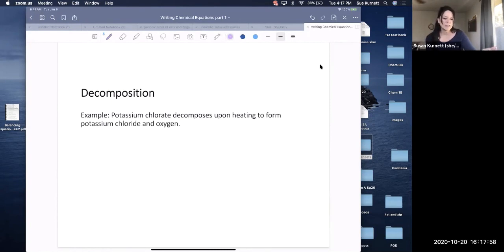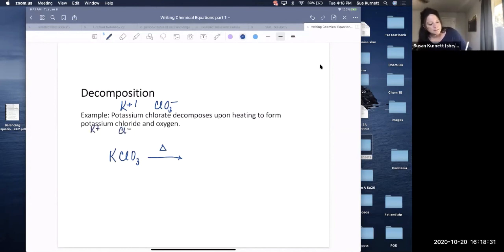The first step is always good nomenclature. So potassium chlorate, it's a 1-to-1, decomposes upon heating. I'm going to put an arrow, a triangle, which stands for delta, Greek letter D, which stands for change. I'm going to put that over the arrow to indicate that we have added heat to this. To form potassium chloride and oxygen.